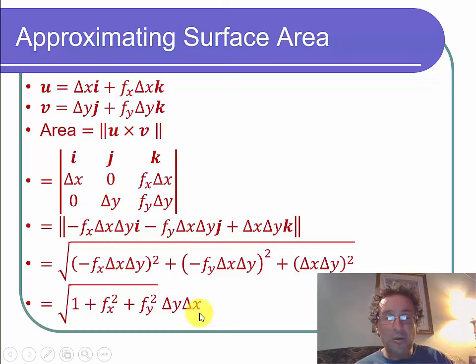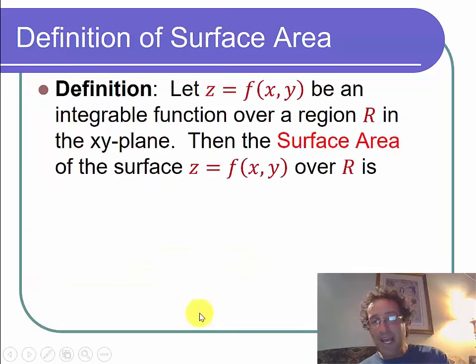Of course, I don't want just one. I want all of the parallelograms. To get all of them, I add them all up. That'll be a double sum because we have a delta x and a delta y. I don't want just an approximation of the surface area. I want the exact surface area. So as you're used to, we're going to take a limit as delta y delta x approaches 0. And what we get is the following definition.